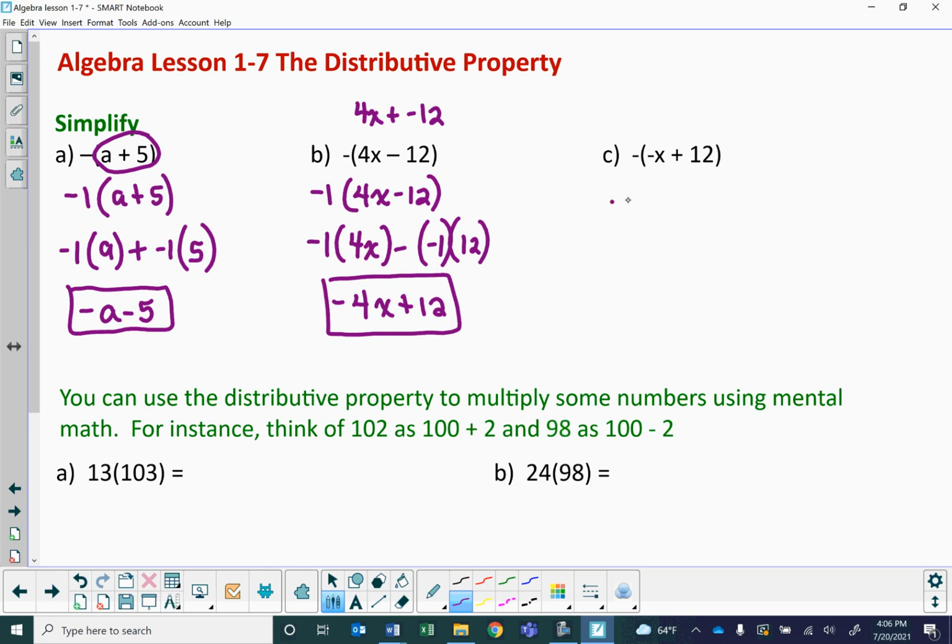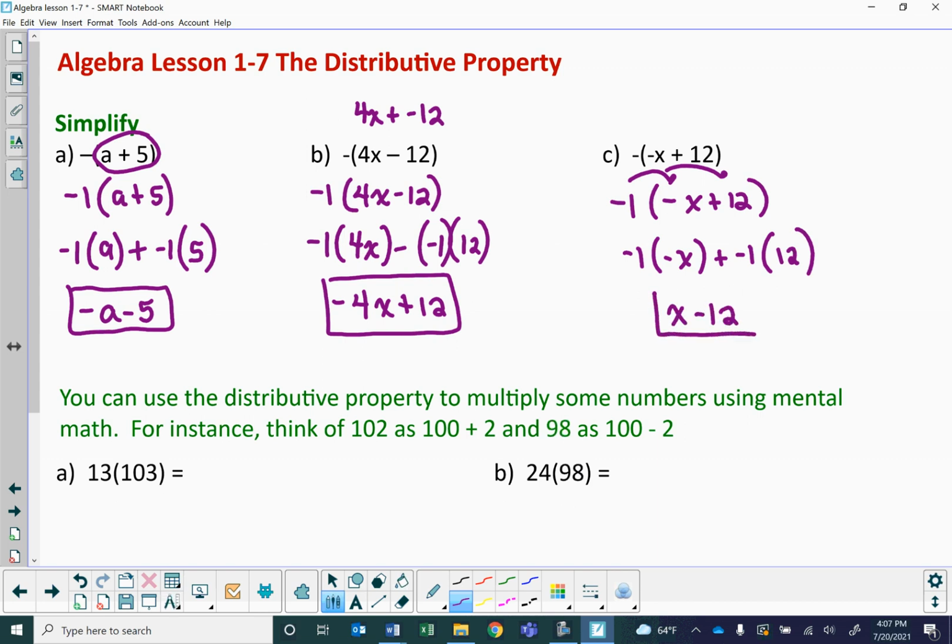So here we're going to have -1 times -x plus 12. If I distribute, I get -1 times -x plus -1 times 12. So this becomes positive x minus 12. And x and 1x are exactly the same thing. I just don't tend to write the 1 in front of the x.